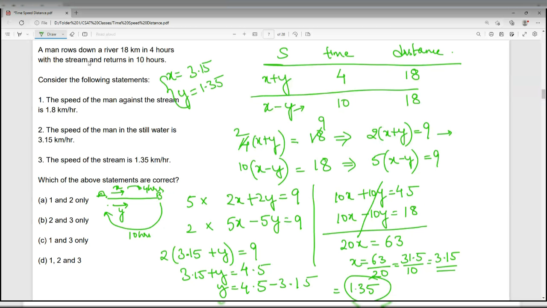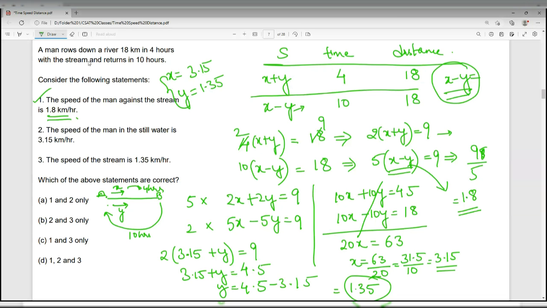Okay, and we'll see what the statements given are. The speed of the man against the stream is 1.8. Against the stream means if he is coming back, that is x minus y, which they're saying is 1.8. So x minus y, in this case, is 9 by 5, which is equal to 1.8. So if he's now rowing against the stream, his speed would be x minus y, and from this equation that value is 1.8. This is a correct option.